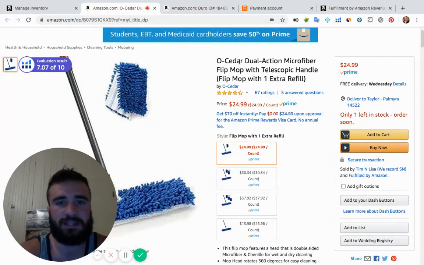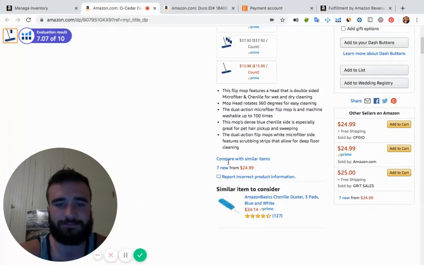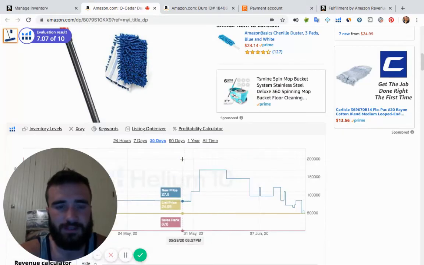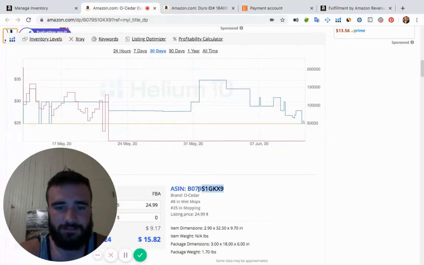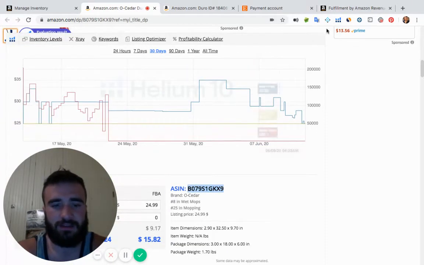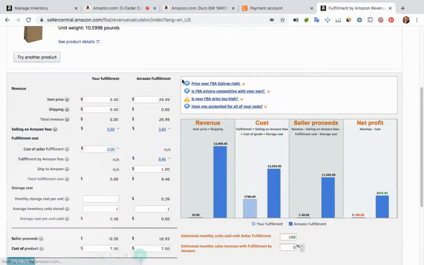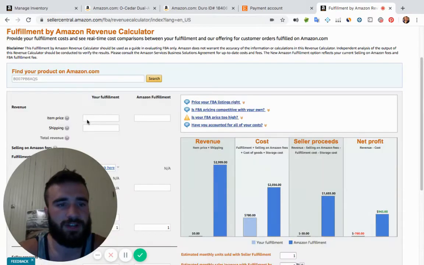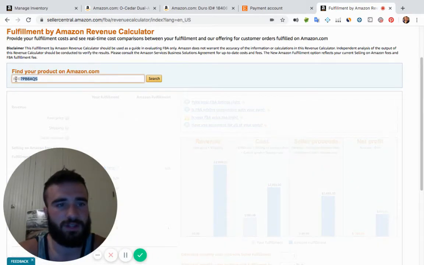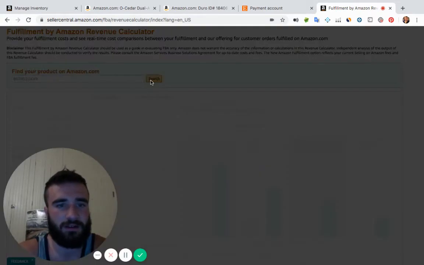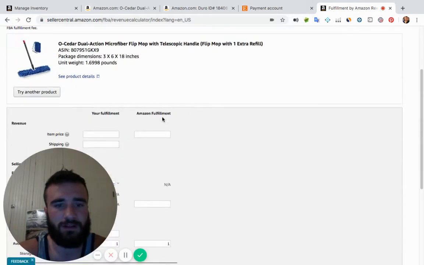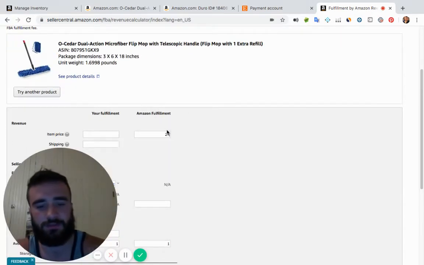Okay, so we got these O-Cedars here. I'll show you guys, if we take the ASIN, which is down here, and we'll take our sale price. So just note $24.99 right there. We'll try another product and plug this into the revenue calculator. Amazon fulfillment, $24.99.